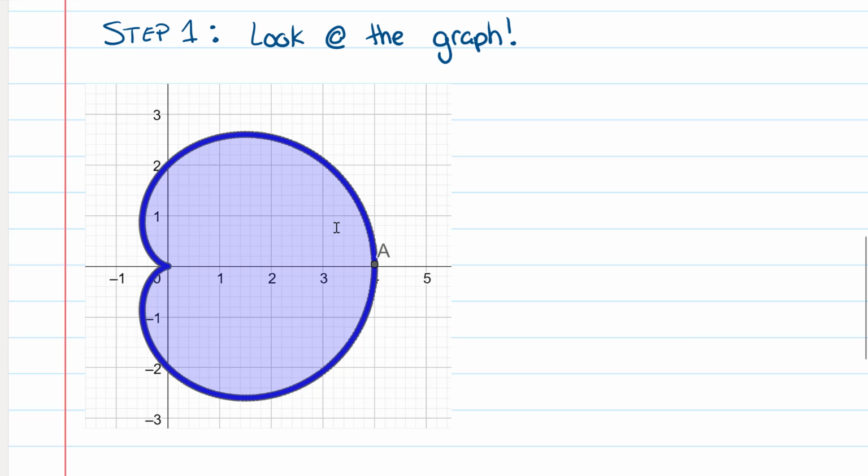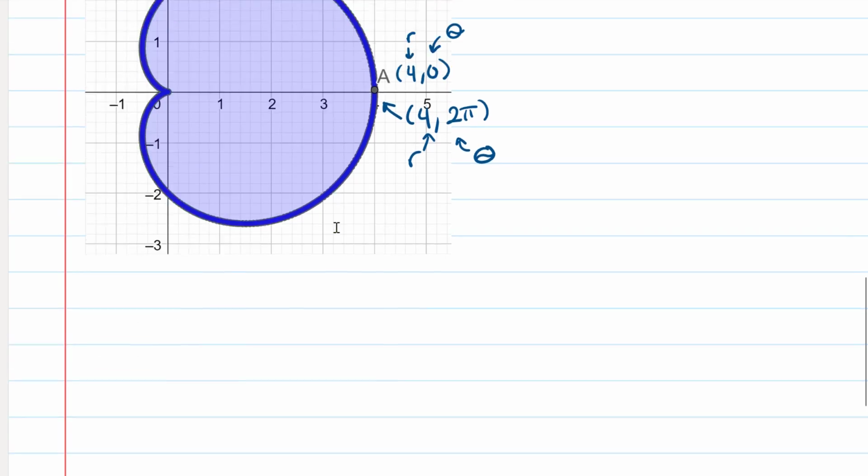After you have this graph in your notes, it's a lot easier to see where you have to start. This starts at the point (4, 0), where 4 is r and 0 is theta, and then it's going to end at (4, 2 pi). Again, this is r and this is your theta. So step 2 is to set up the integral.